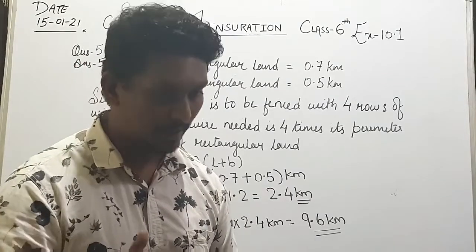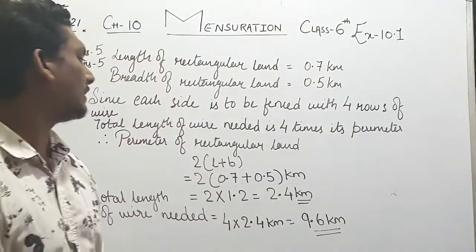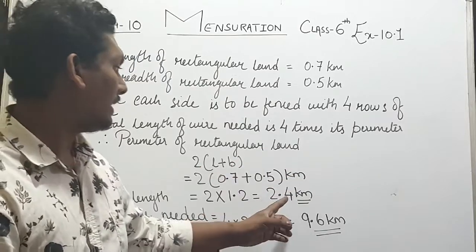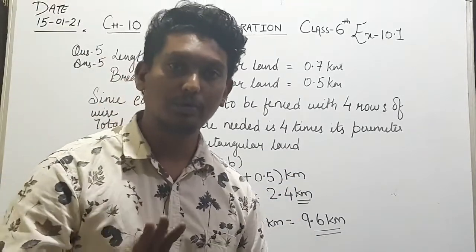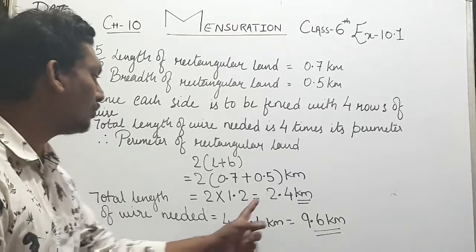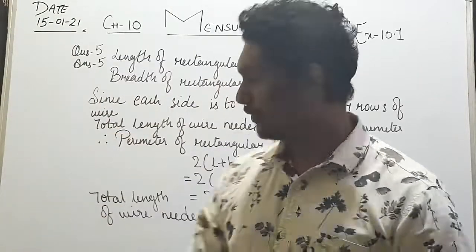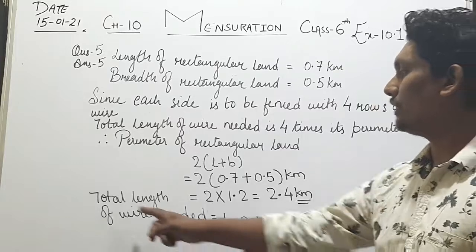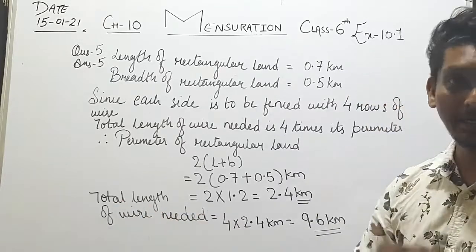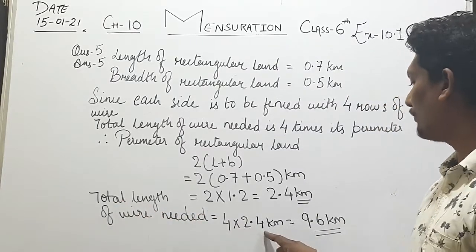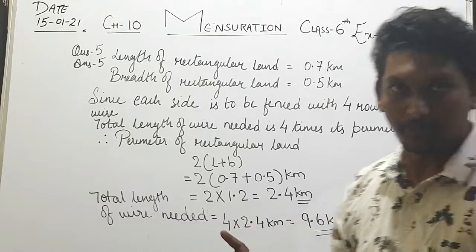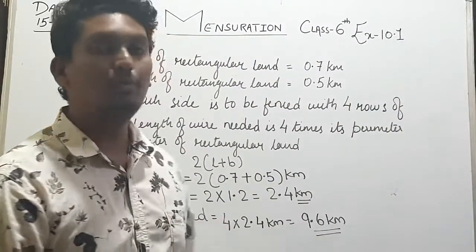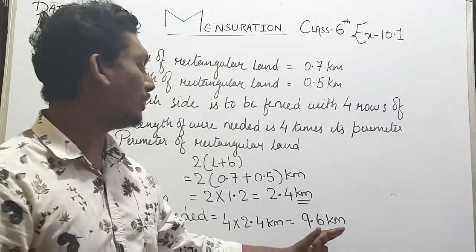2.4 kilometer is the perimeter, and this rectangular piece of land is to be fenced with 4 rows of wire. So this 2.4 you have to multiply with 4. Total length of wire needed is 4 into 2.4, that is 9.6. Just multiply 4 into 2.4, and you will get 9.6 kilometer.